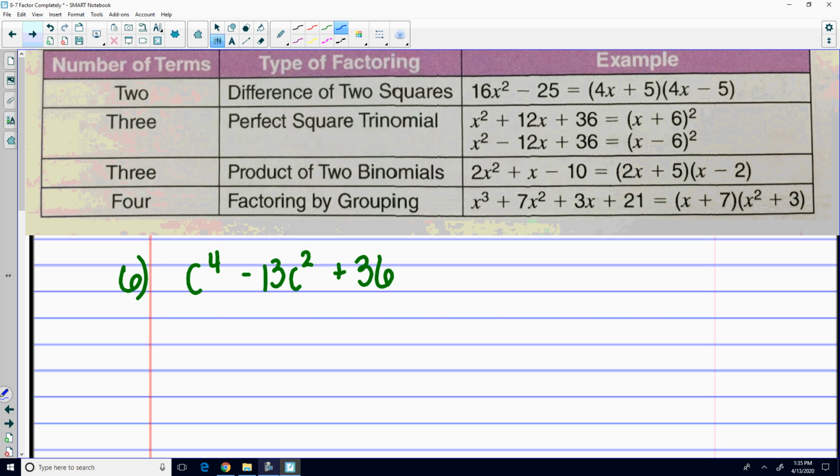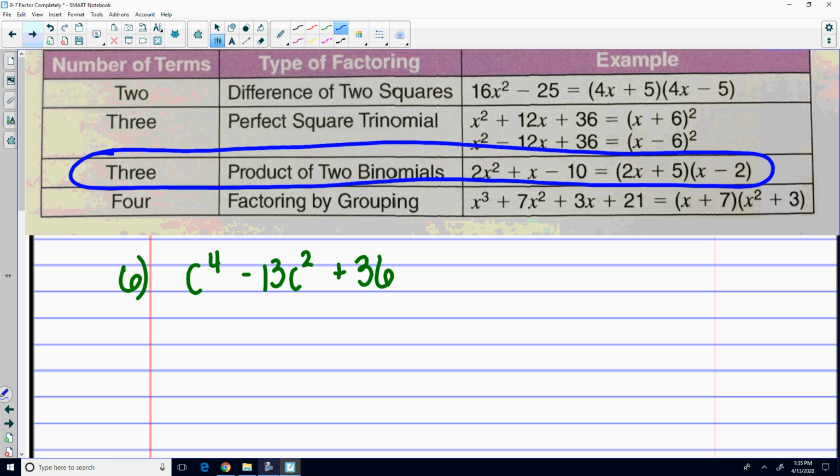Step 1 is to pull out any common factors, but c to the 4th, 13 c squared, and 36 with no c actually doesn't have any common factors. So instead, I need to use one of these two methods at the top. We are actually going to use this one, the product of two binomials. It's not a perfect square trinomial. So we're going to use this product of two binomials and break it down, which means we need to multiply AC and add to B.